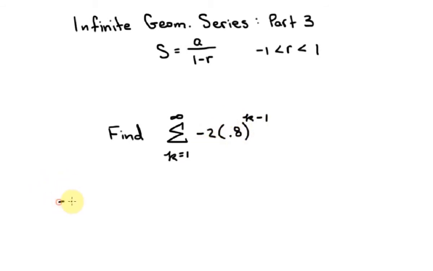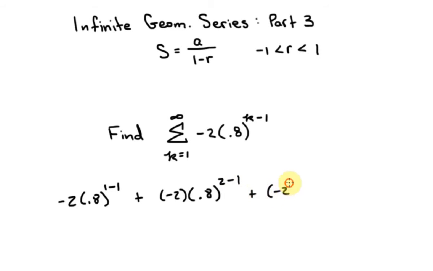I'm going to start with -2 times 0.8 raised to the k value of 1, 1 minus 1. So here's my first term, plus -2 times 0.8 raised to the 2 minus 1, plus -2 times 0.8 raised to the 3 minus 1, plus, and then this goes on forever, right? Look at that, it's even got infinity up here as the upper boundary.